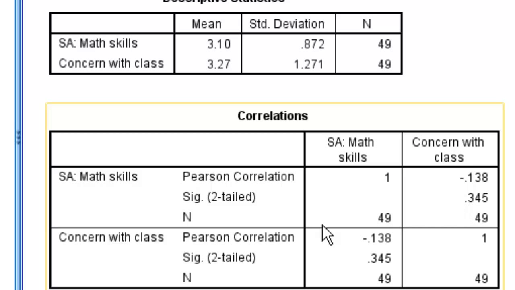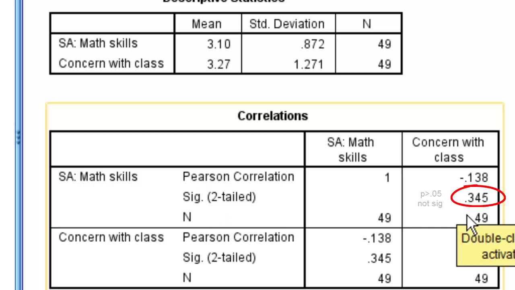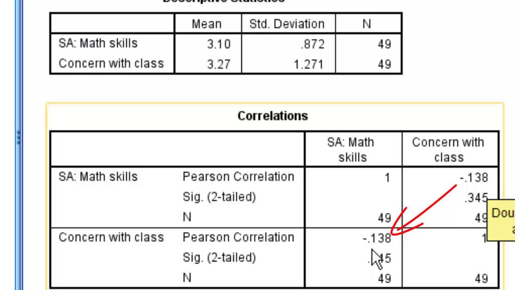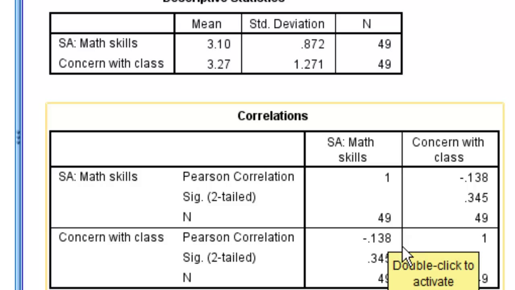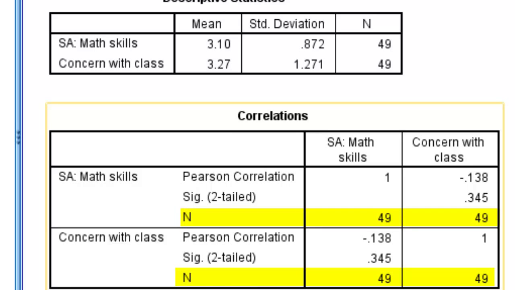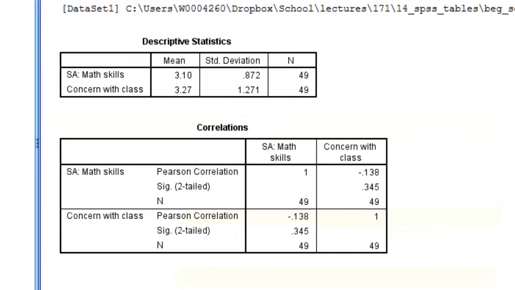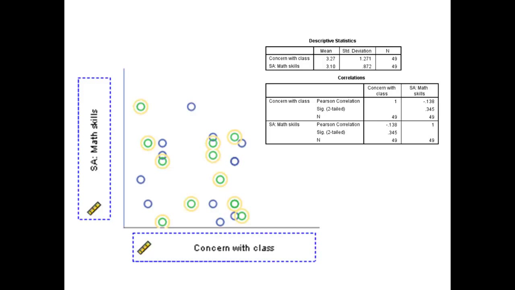More importantly in this case, notice that significance is greater than 0.05, so it would indicate there's no significant correlation between the two variables. But you'll notice this negative 0.138 is identical to the negative 0.138 for concern with class and math skills. That should be obvious, because they're measuring the same thing, so the calculations are identical and they will be identical numbers as well. And all the N tells you is how many people were included in the analysis. If you were to plot this on a scale, you'll see that really there is not a very strong correlation between the two variables.